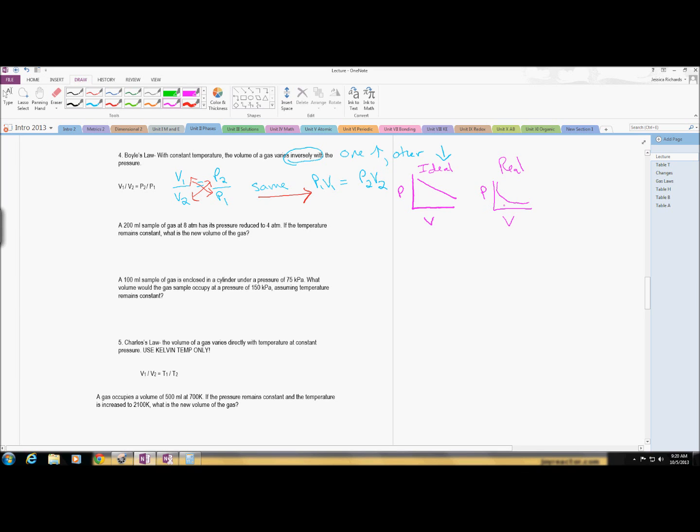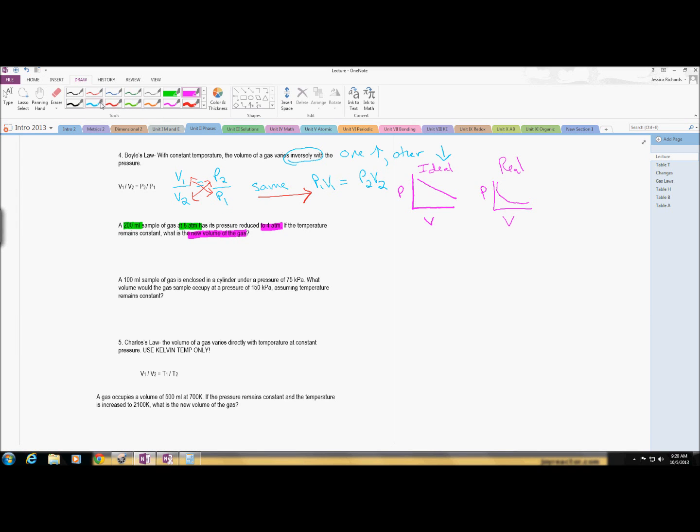And once we get to very low pressures or very high pressures, you can only compress the particles of the gas so much. You can only let them spread out so much. And then you start to see a shallower slope to your line. So mathematically, what does this look like? What do the questions look like? Remember, I want you to read the word problems, look for key numbers and units, make sure you know what they're referring to. So a 200 milliliter sample of a gas at 8 atms has its pressure reduced to 4 atms. If the temperature stays constant, what's the new volume?